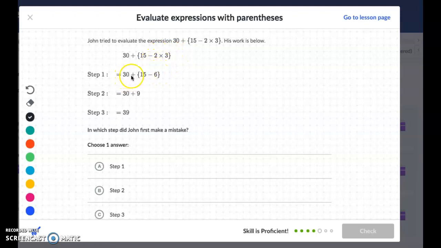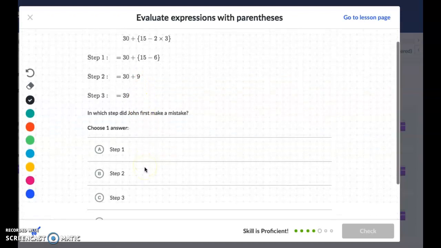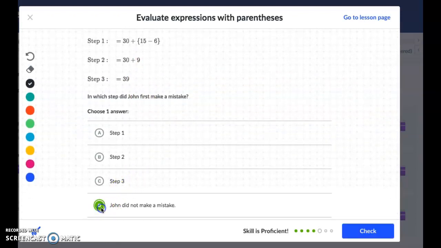Then we come back down here. Inside the bracket, we're going to solve first. 15 take away 6 is 9. And we're left with our 30 plus. And then step 3 is 30 plus 9, which is 39. So John did not make a mistake in this expression.